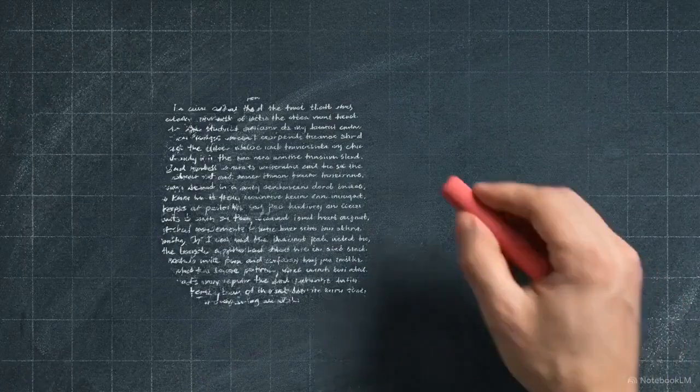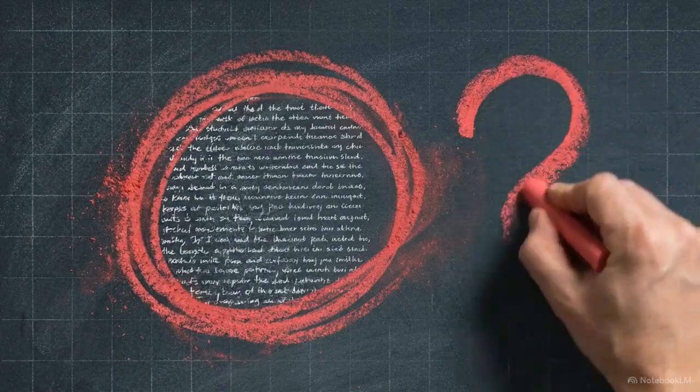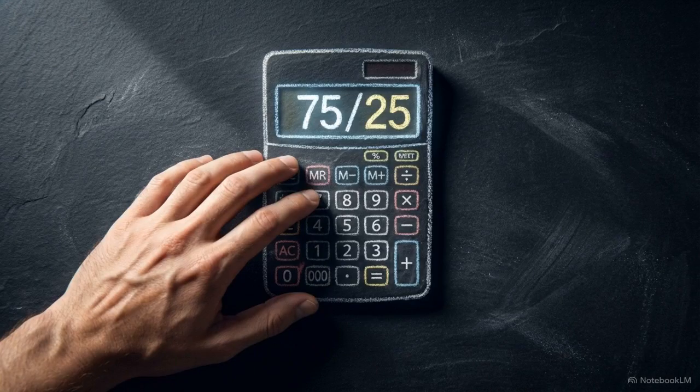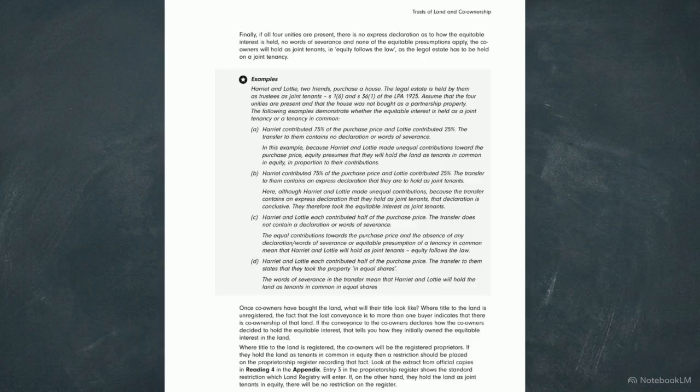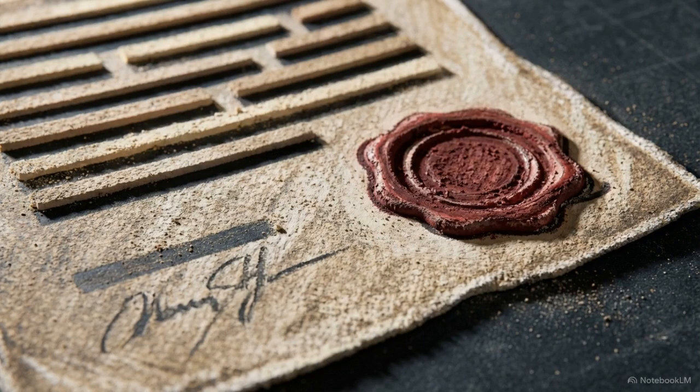This brings us to a common exam trap. Examiners frequently provide detailed facts about how the buyers made unequal financial contributions, trying to tempt you into calculating proportional shares. This textbook excerpt proves you must ignore that bait. Look at example B. Despite Harriet contributing 75% and Lottie 25%, their express declaration of a joint tenancy legally overrides their unequal contributions. They remain joint tenants. The foundational transfer deed dictates the absolute starting line of ownership. Initial cash contributions are irrelevant if the deed speaks clearly.